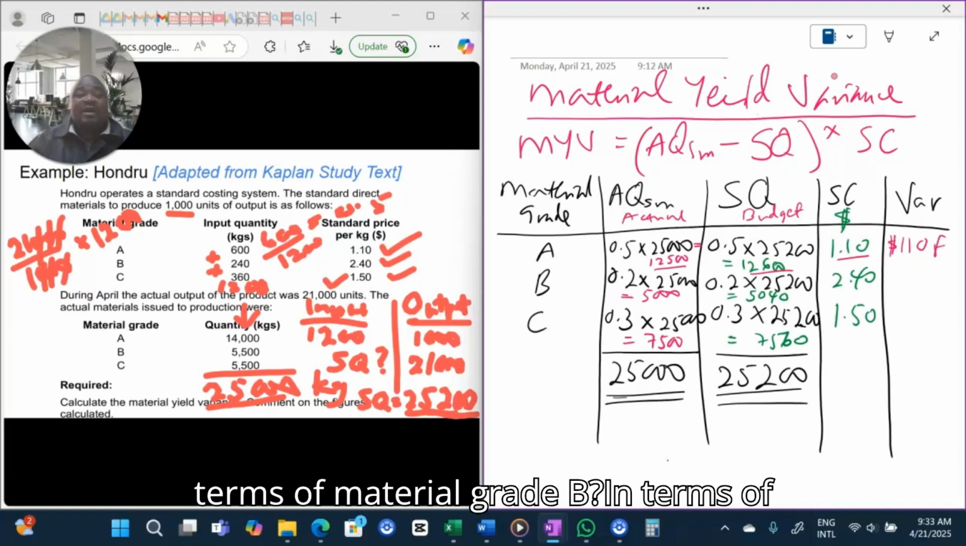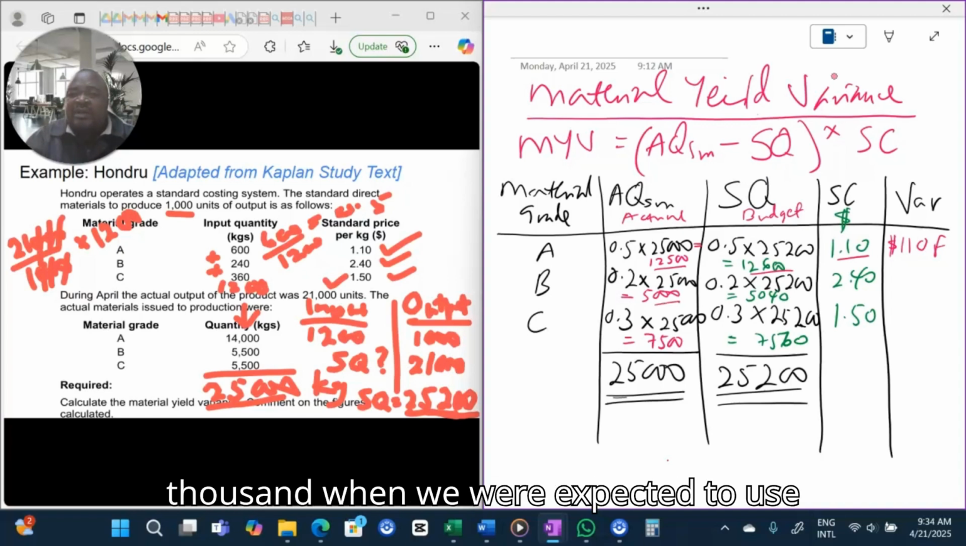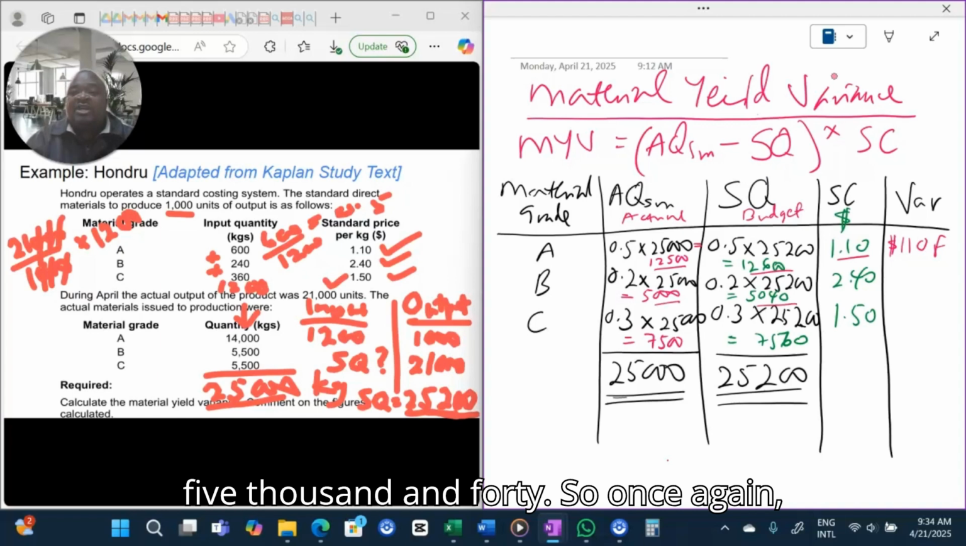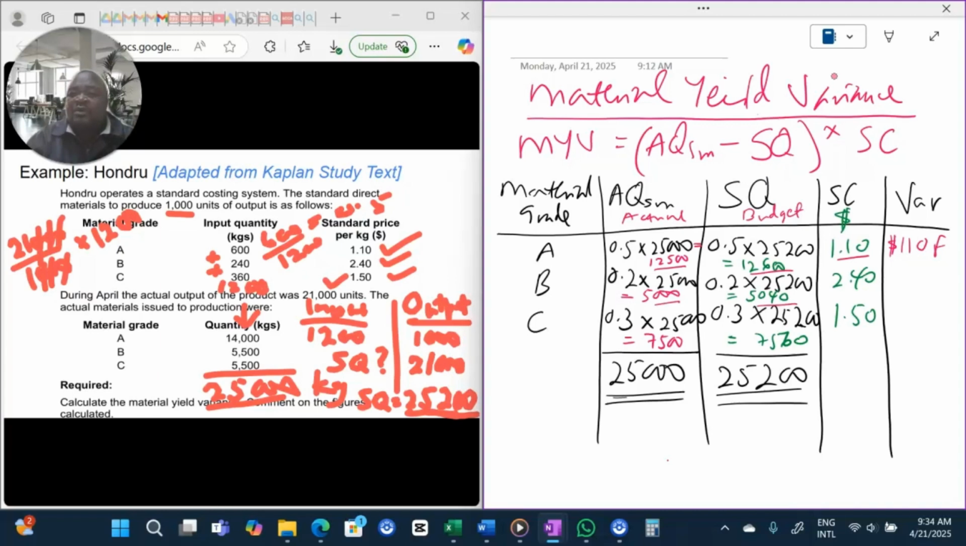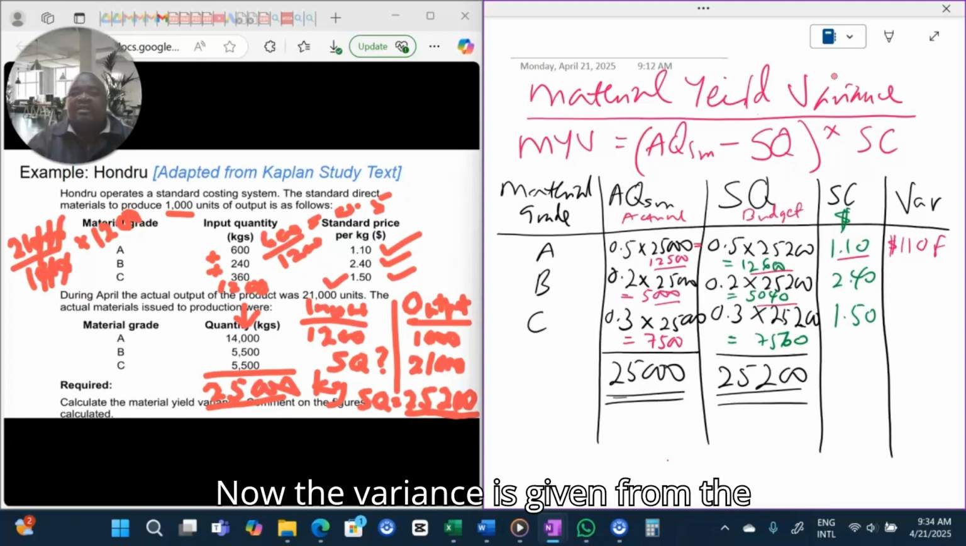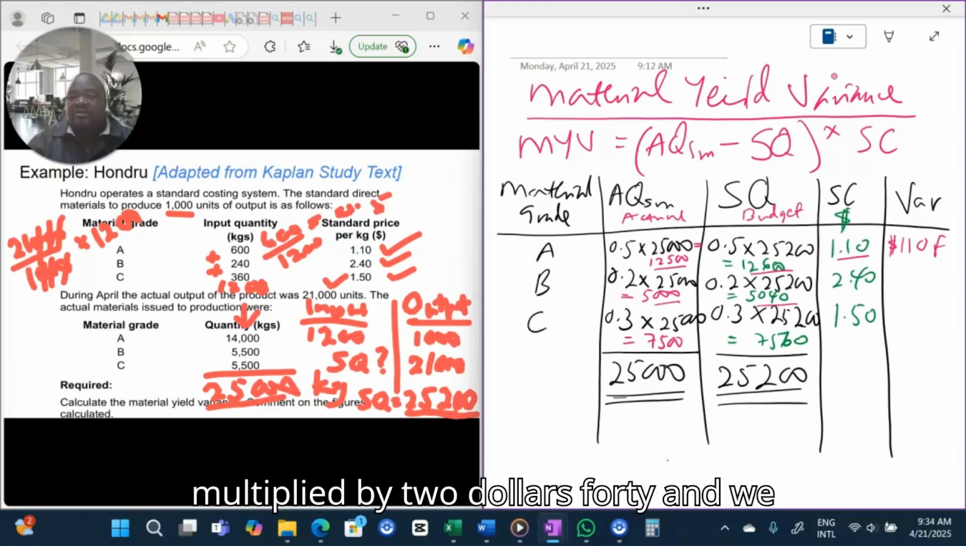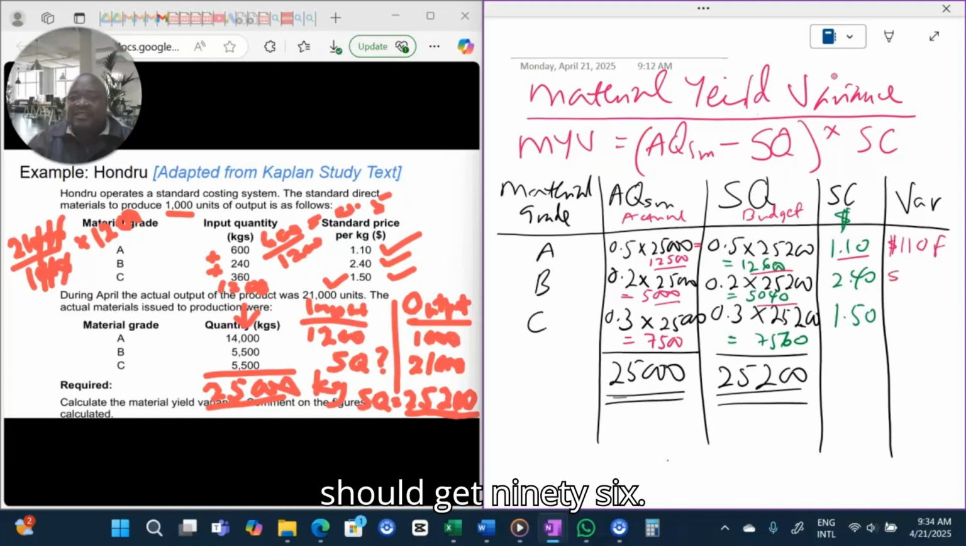What about in terms of material grade B? In terms of material grade B, we used 5,000 when we were expected to use 5,040. So once again, here we should have a favorable variance. Now, the variance is given from the difference between 5,000 and 5,040. That's 40 multiplied by $2.40, and we should get 96. And this is again favorable.